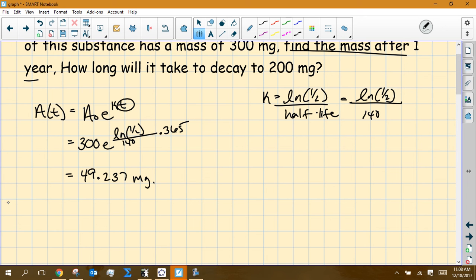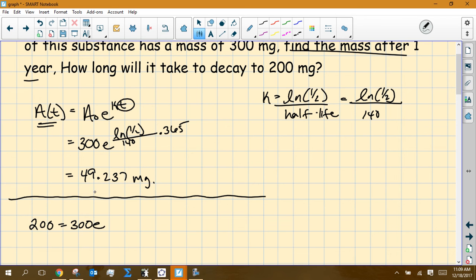So here, this question I think is a little bit more interesting. Now they're giving you that amount there. The amount after time t needs to be 200. We're going to start with 300 again. E, now k, t. Now I know I've got k over here as ln of a half divided by 140, but in this question we're looking for what t is now.